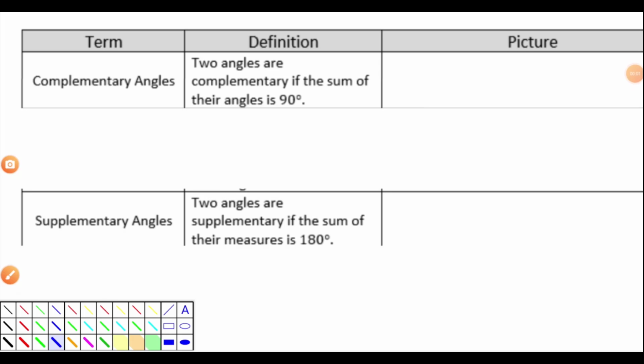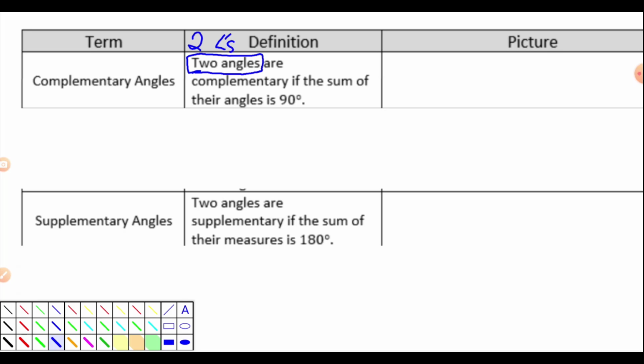And today we're going to need to know two terms. One of them is complementary angles, the other one is supplementary angles. So let's go ahead and read this together. Complementary angles, two angles. I'm just going to stop right there. So that means we're going to have how many angles? Two angles. We have to have two angles.